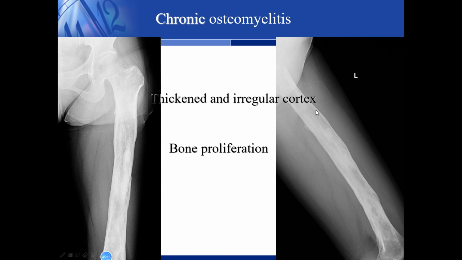And here is another patient. We can see a thickened and irregular cortex. Here is the cortex. It's irregular and thickened. And the bone proliferation. This is chronic osteomyelitis.